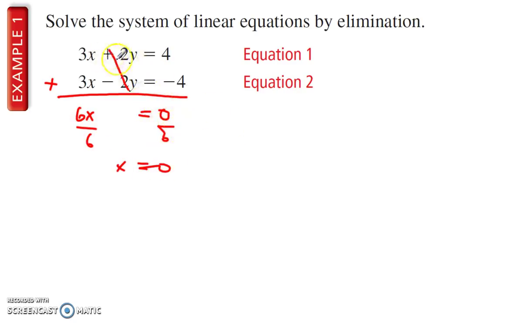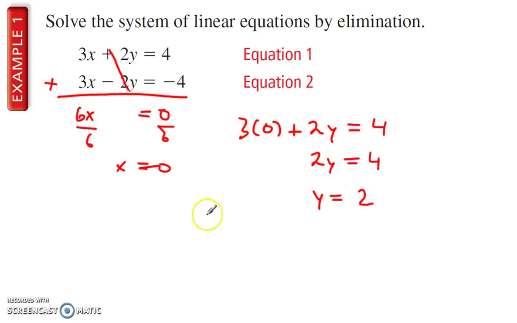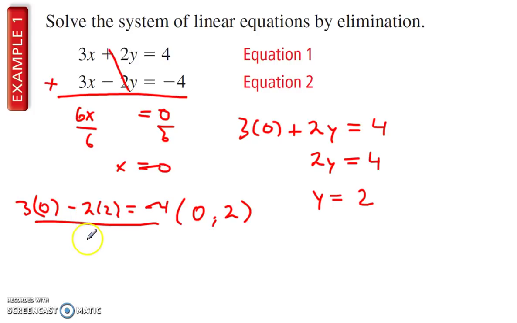Plug that back into one of those equations. 3 times 0 plus 2y is equal to 4. 3 times 0 is 0, so 2y equals 4. y equals 2. Our solution is 0 and 2, and I can always check that. Plug that back into the other one. 3 times 0 minus 2 times 2 is equal to negative 4. This cancels out, and negative 2 times positive 2 is negative 4, and that equals negative 4.